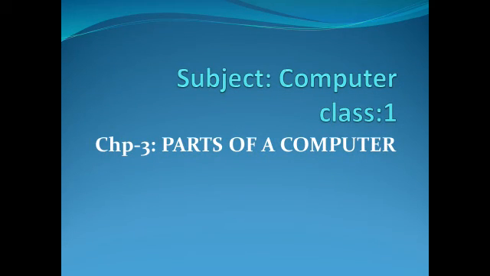Good morning, students. Today we will start with our third lesson, which is parts of a computer. In this chapter, we will discuss the various parts of a machine.